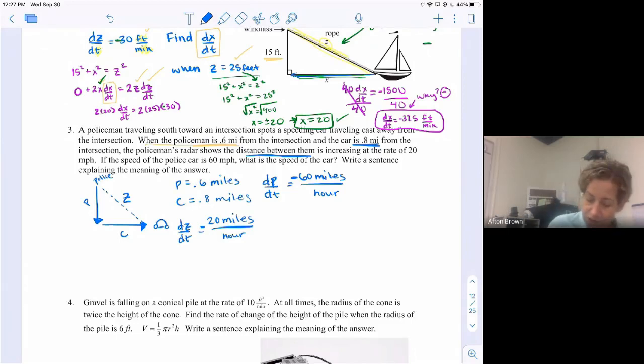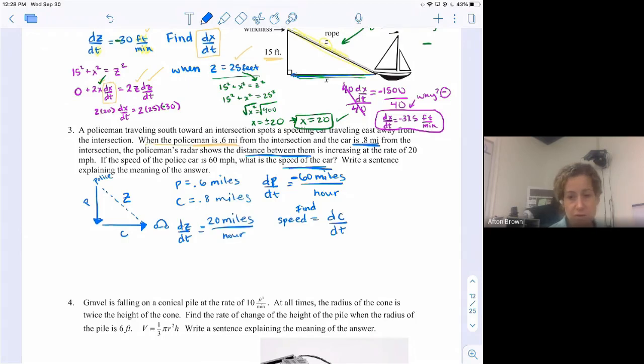Okay, then the question is find the speed of the car. Well, the speed of the car is really just equal to dc dt. That's the rate of change of the car with respect to time. Not too bad. So this is what we're asked to find. We're asked to find this rate. So far, I think what we've done is the hardest part of the question.